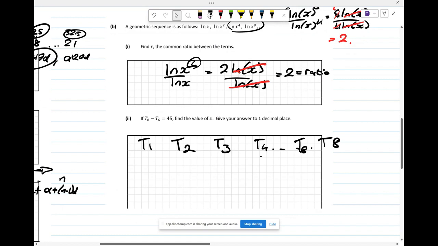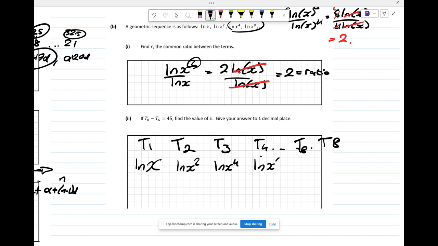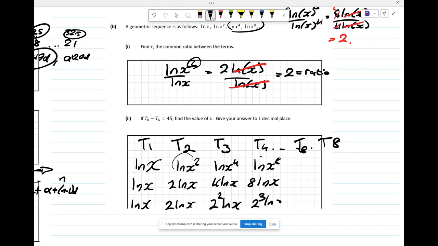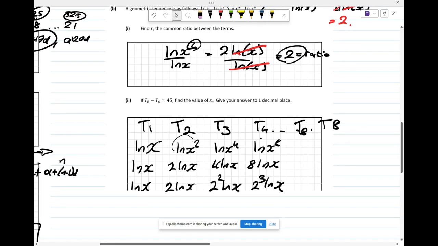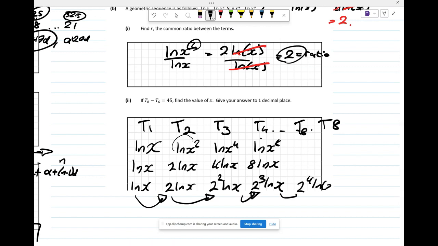Actually, let's write out our sequence. So this is ln x, this was ln x squared, this was ln x to the power of 4, ln x to the power of 8. You see that if we bring down our power for each one, ln x, 4 ln x, 8 ln x, and now if we rewrite this as 2 ln x, 2 squared ln x, 2 cubed ln x, this would make sense because this goes back to what we were multiplying by just now. You see here, we multiply by 2, multiply by 2, multiply by 2. x1 is obviously going to be multiplied by 2 again, so 2 to the power of 4 ln x.